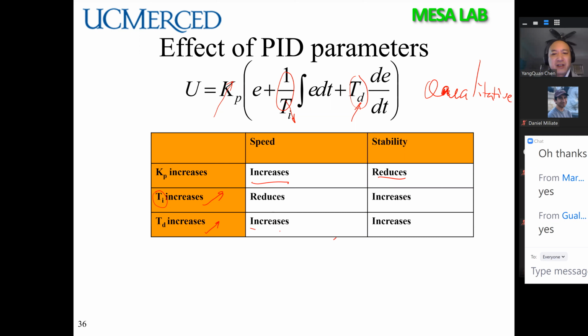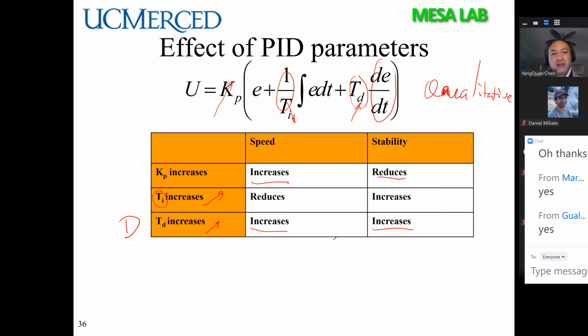You are increasing the speed. Your speed will increase, and your stability also increases, okay? This sounds good. So that's why the D controller is sometimes very helpful if you use it properly.